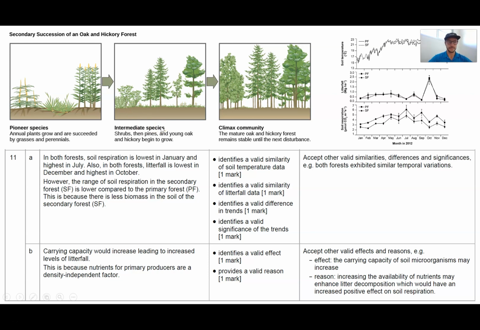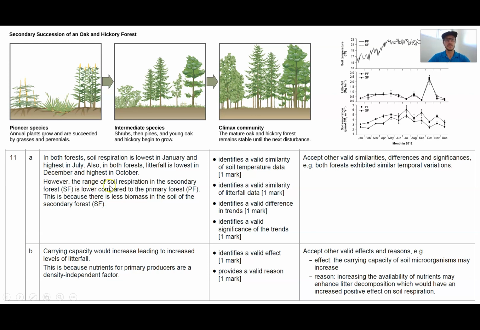So, first question, in both forests, soil respiration is lowest in January, yes, and highest in July, yes, and then low again in December and in October.